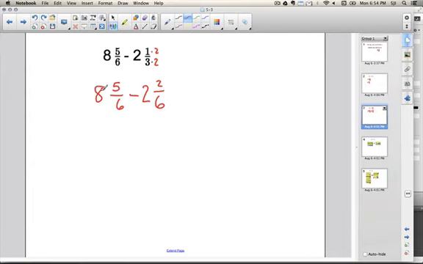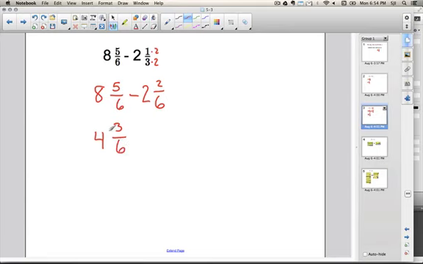Now when I look at this, I need to make sure, can I really subtract 8 minus 2? Yes, I can. I can do that and get a positive number, and I can go 5 minus 2, and I'm going to get a positive number. So everything is all set for us to subtract here. 8 minus 2 is 4. 5 minus 2 is 3. And we're just going to bring the 6 down.